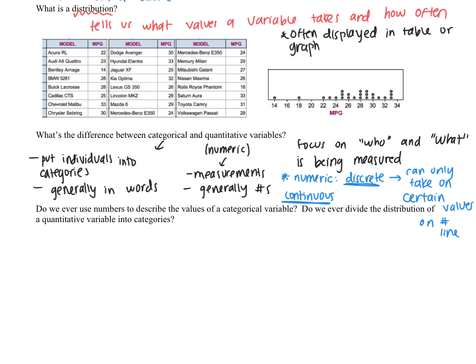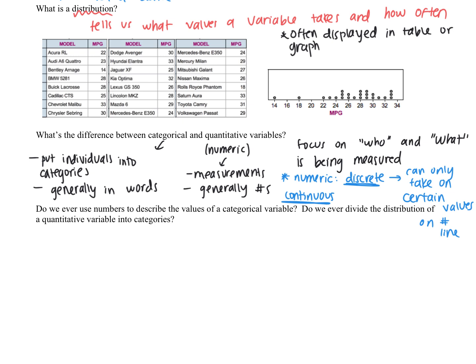Continuous can be anything on a number line. So there's going to be a lower bound and an upper bound, but any value in between there is possible. So the example of how long did it take you to get to school, that's continuous, right? It could have taken you any value of time between 0 and 20 minutes, let's say. Good so far?